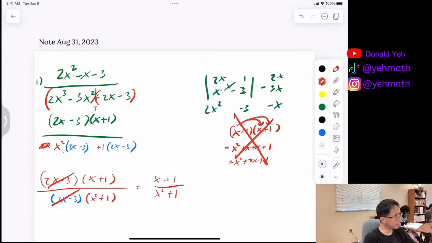No, you cannot. The thing is, you can simplify only if it's a factor. If you think about it, this one is x plus 1, and this one is x times x plus 1. This x is not a factor.